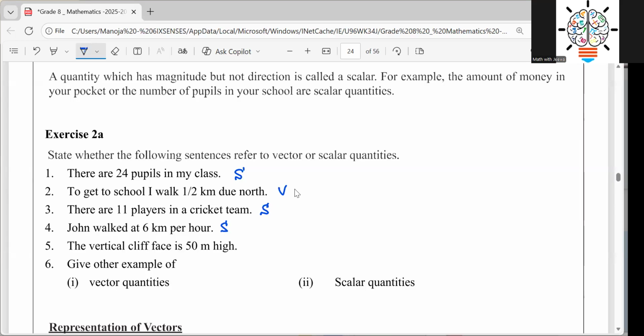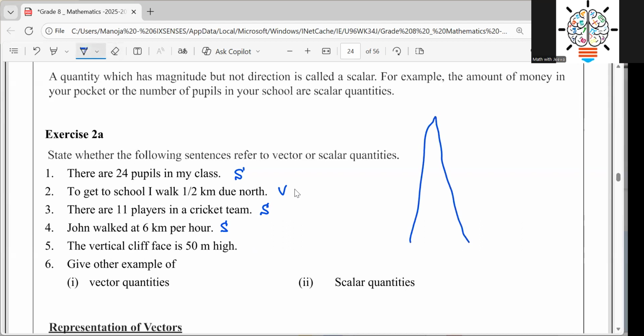Vertical cliff face is 50 meters high. I know some of the students, you learn this as a vector in your schools. I know that. So don't worry about it and don't go and argue with your school teacher. Just try to understand. So then the cliff means something like this. So that's the nature of the object they are talking about. The vertical doesn't give you any direction. So you're talking about the cliff itself.